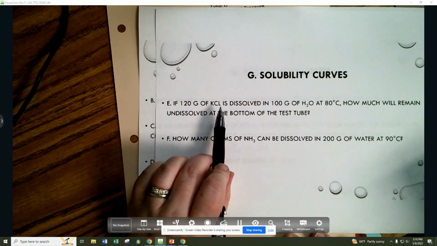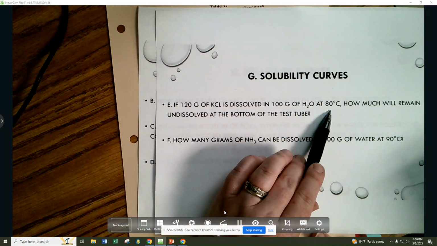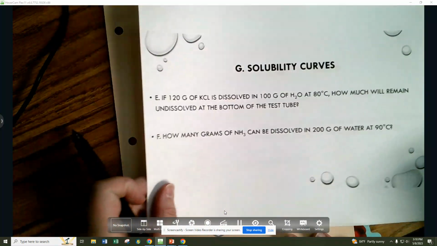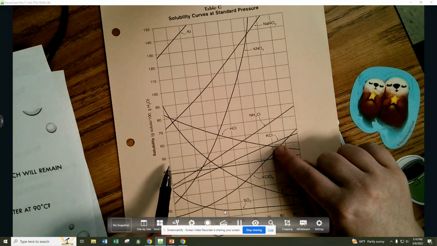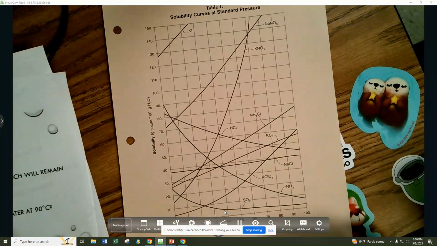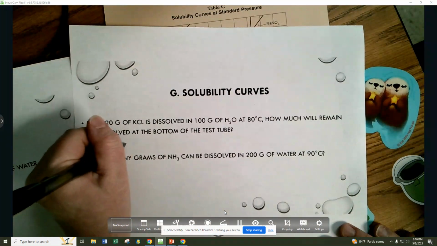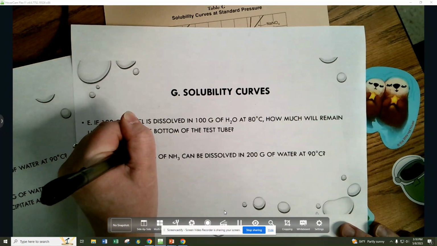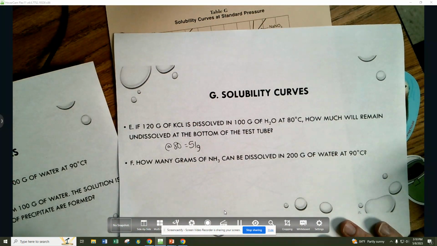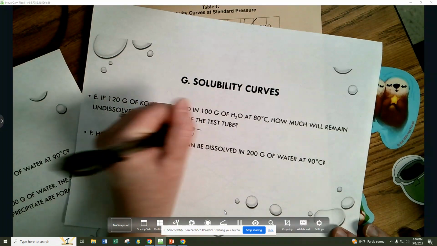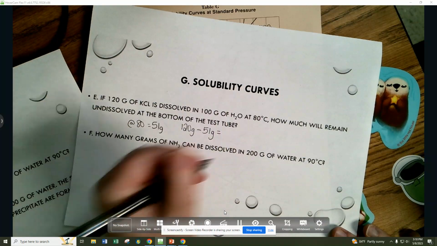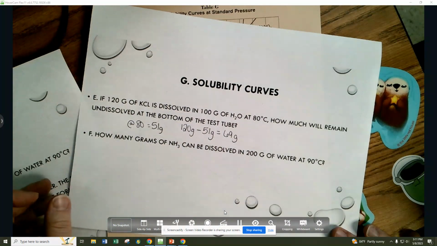Right? Last two questions. In letter E, it asks if 120 grams of potassium chloride is dissolved in 100 grams of water at 80, how much will remain undissolved at the bottom of the test tube? So what we really need to first figure out is we are at 80 degrees and we have potassium chloride here. At 80 degrees, it can approximately hold 51 grams of potassium chloride to be saturated. Yep, 51 grams, okay? Well, we really put 120 into the test tube, so we want to know how much should be sitting out. So kind of like letter C, we're going to just subtract. We're going to take 120 grams that we add, subtract out the 51 that it's able to dissolve to make it saturated, and it looks like about 69 grams of the potassium chloride is going to be sitting at the bottom of the beaker here.